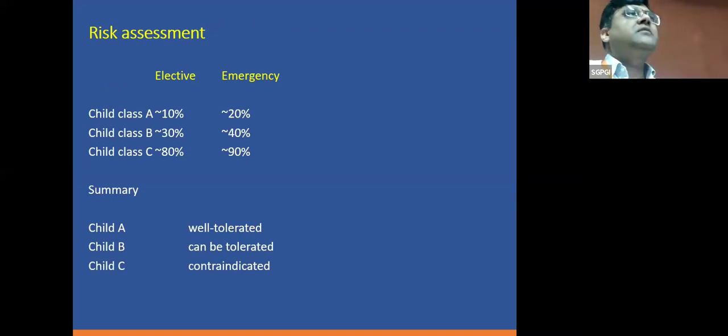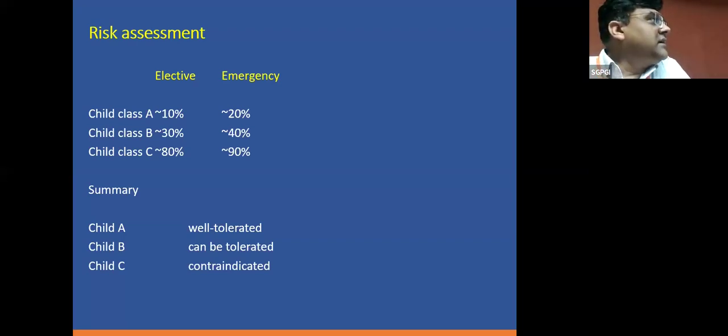This is just a general overview of how much the risk of death is in elective surgery and in emergency surgery in patients with Child A cirrhosis, B cirrhosis, and C cirrhosis. Decompensated cirrhosis means late B or C cirrhosis. So you can see the risk of death is 70 to 80%. This is just a rough estimate. So in summary, Child A patients tolerate surgery well. Child B can tolerate, C will not tolerate any major surgery.